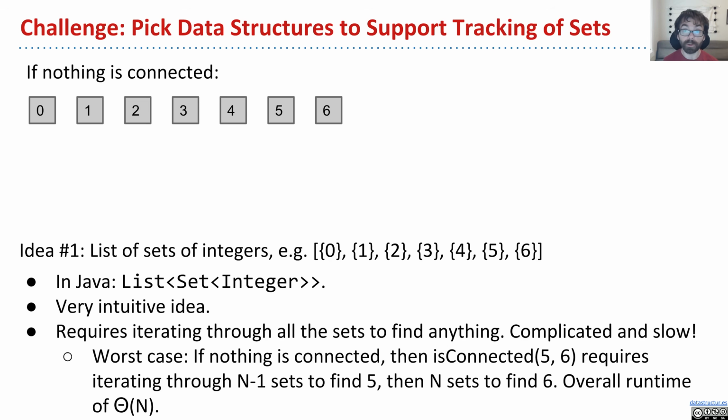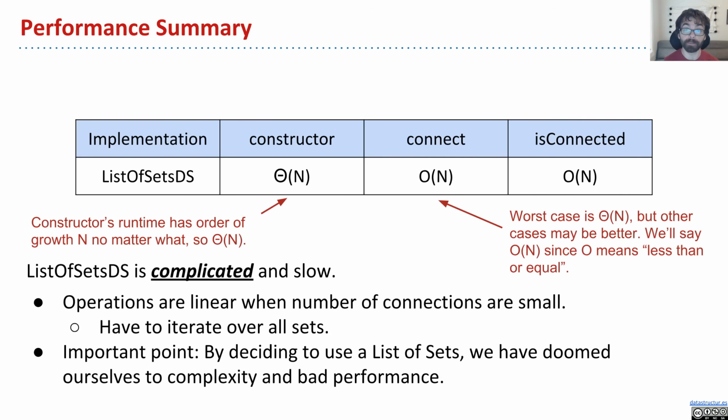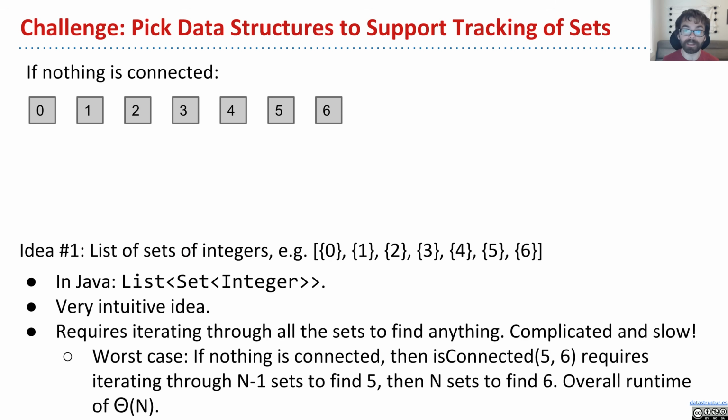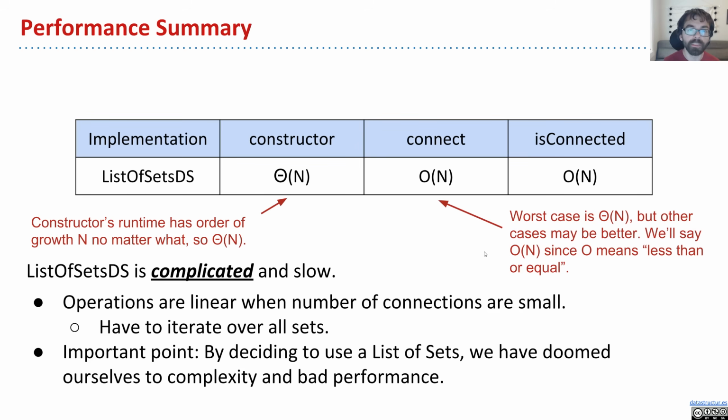Now it turns out the code will also be fairly complex, and that's going to be another downside. If you actually tried to write it, it'd be kind of annoying. So to summarize this first approach, which I will call list of sets DS, where DS is short for disjoint sets, if we're using a list of sets as our underlying abstraction, then we have some issues.